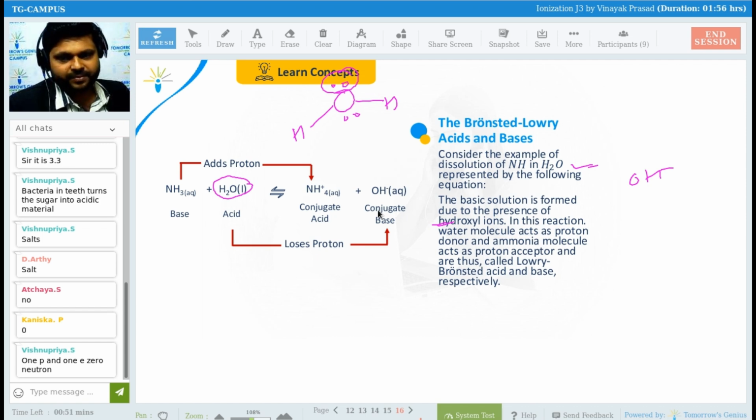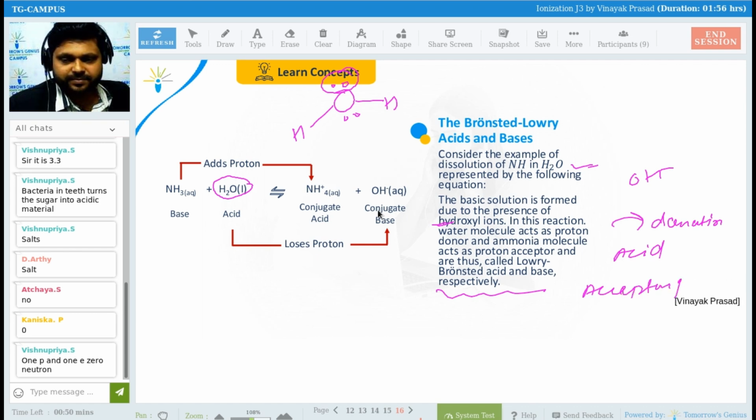Is it okay? So you can see here, the Bronsted-Lowry theory is saying that the one which donates will be called an acid, and the one which accepts will be called a base. Is it okay guys?